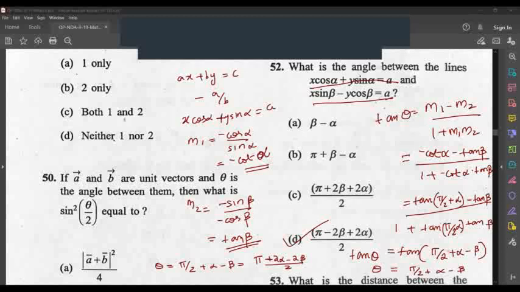So we were just using the equation for finding tan theta, where the slopes are given. Then we found the slope of the first line and the slope of the second line, and put them here. Then I converted cot to tan, got the tan x minus tan y formula, and then I got theta. Okay.